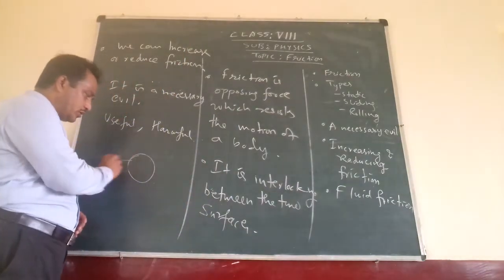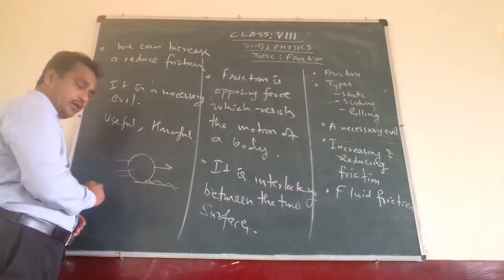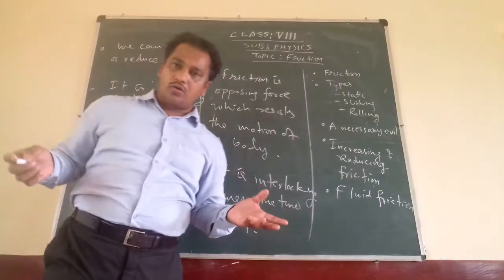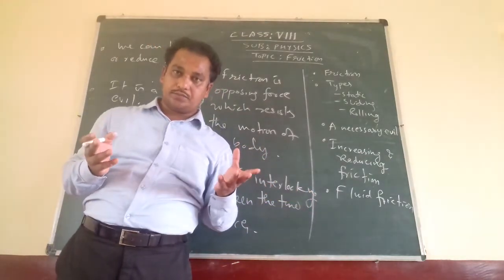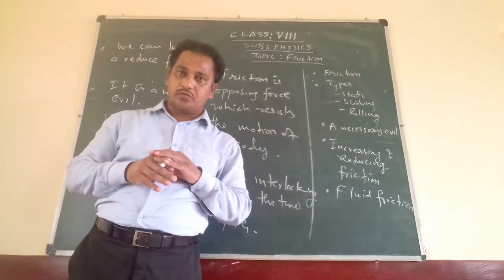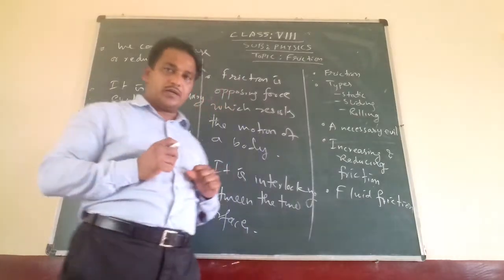Like this object, a ball is rolling in this direction, so the frictional force is acting in the opposite direction to resist the motion. We are able to walk on the ground because of friction, so it is useful to us, and sometimes it is not useful. Can you find out where friction is useful to you and where it is not? Make a list of it.